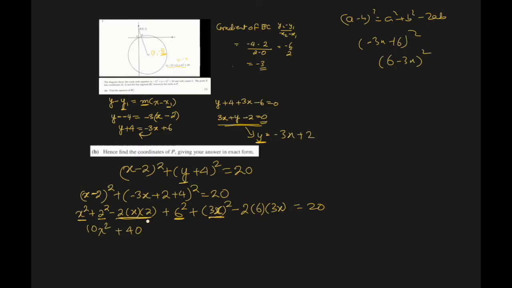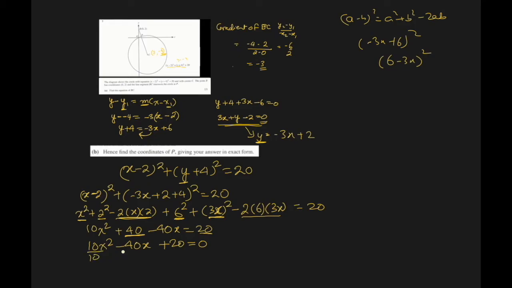This is negative 4x. This will be 12 times 3, negative 36. So negative 4 and negative 36, negative 40x equal to 20. And now let's bring this 20 also to the left side. What do we get here? 10x squared minus 40x, and 40 minus 20 will be positive 20 equal to 0.